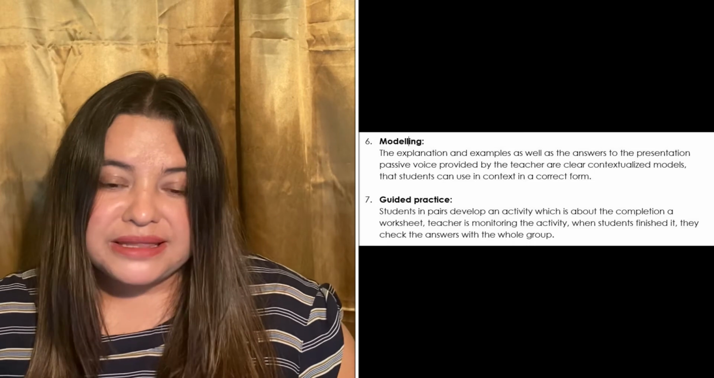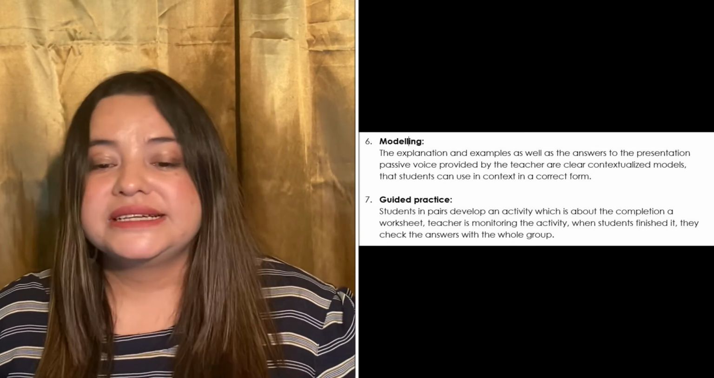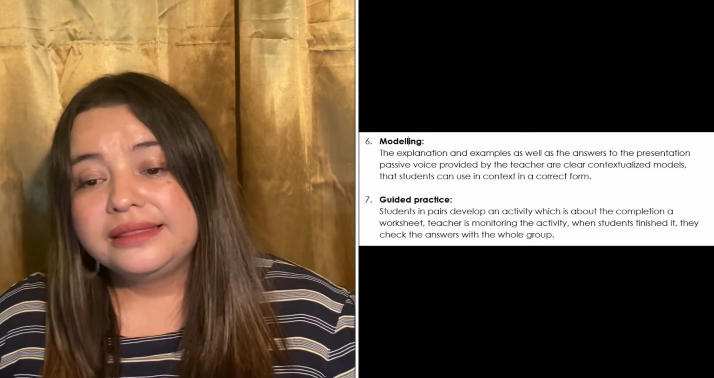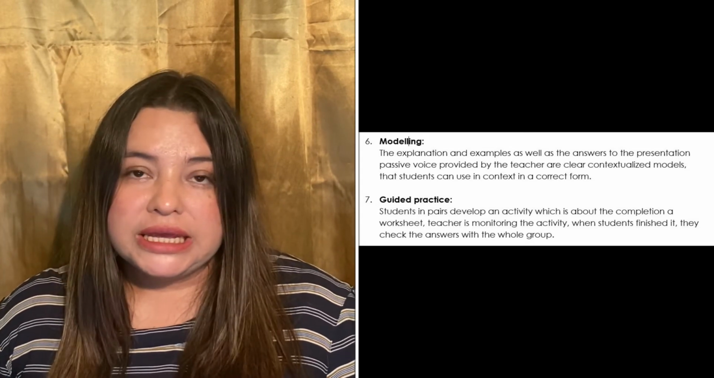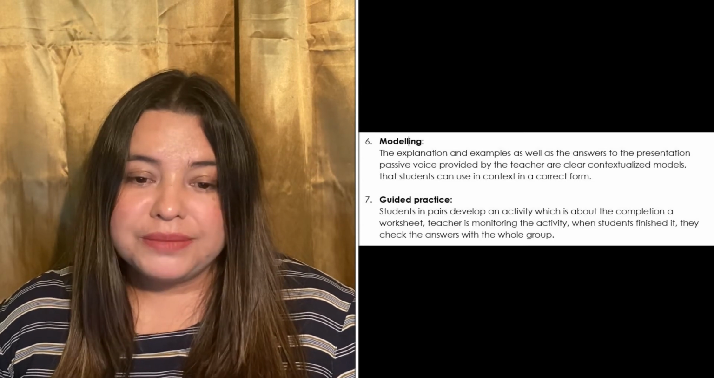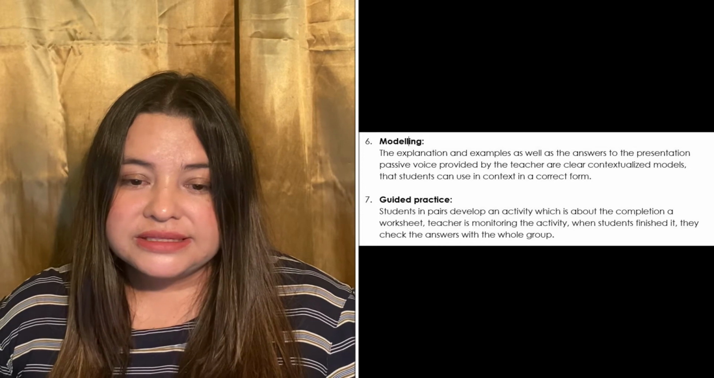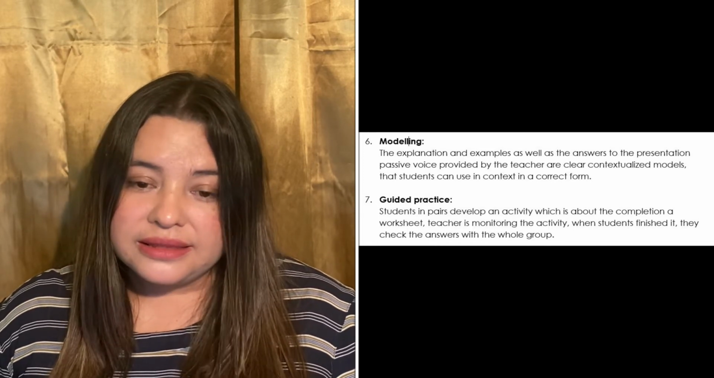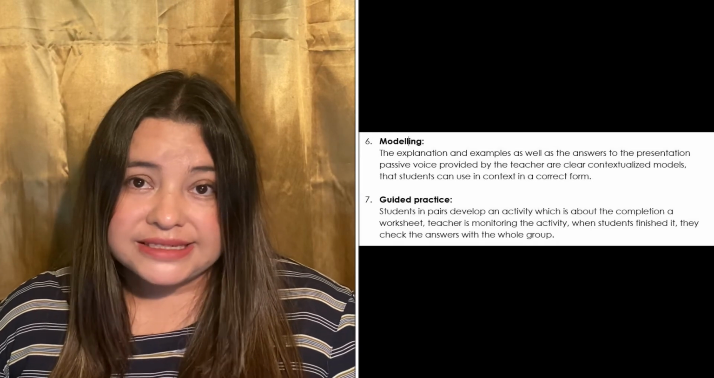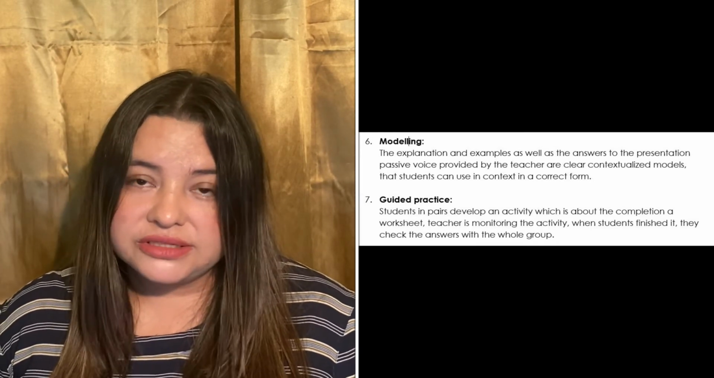Continue. Independent practice. Students write 5 sentences in active voice, and they should change them to passive voice. Activity in their notebooks. Okay, independent practice is very important too, because the students work in this space alone. And when they finish the exercise, the teacher checks if all the answers are correct.